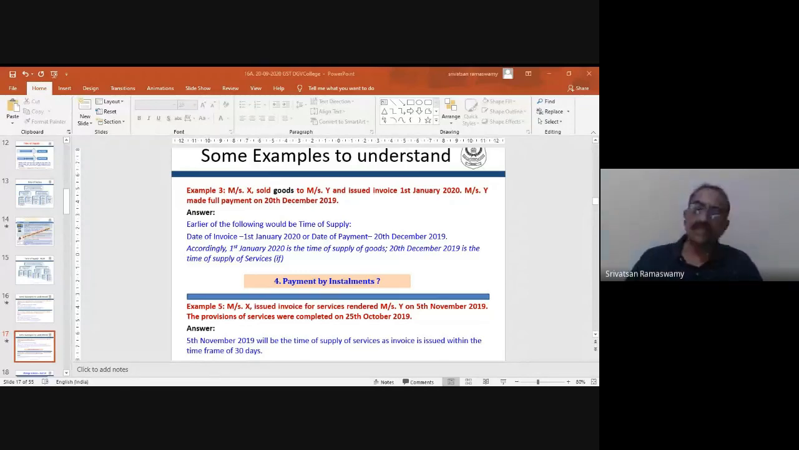For the balance 9 lakh rupees, I will have to pay GST either on completion of the provision of service or at the time of issuance of invoice, whichever is earlier. I will not wait till the amount of 9 lakhs is received, because GST is payable on accrual basis, not on receipt basis.